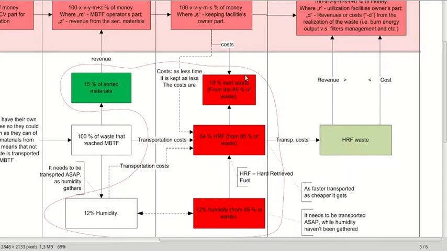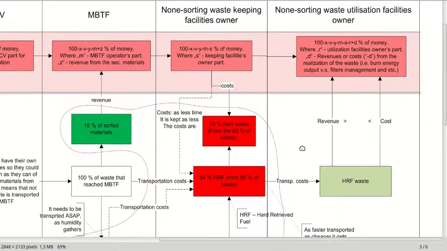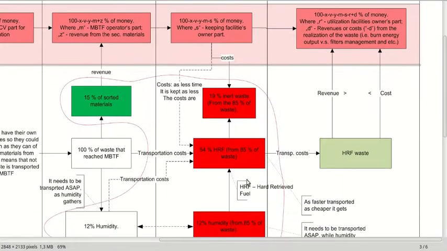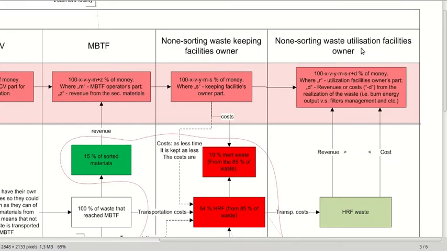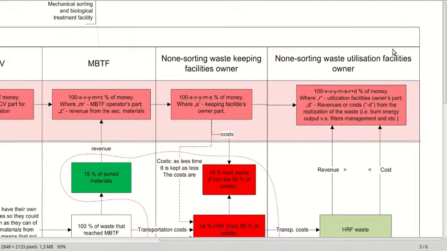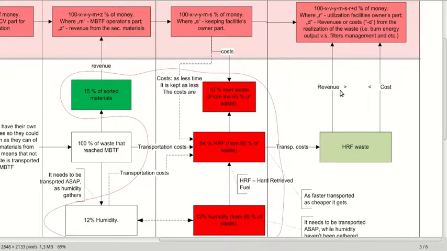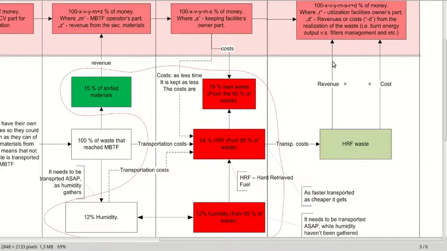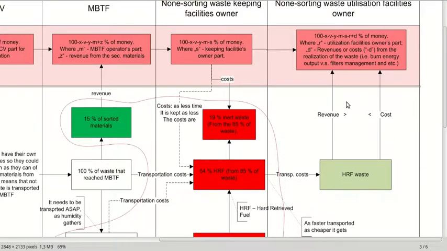Okay. Hopefully it's clear or not. Anyway, the hard retrieved fuel part should go to the non-sorting waste utilization facilities owner, who would utilize that. They say that you can burn that. Of course, it's fuel. If you burn stuff, you get energy, so you can sell energy.